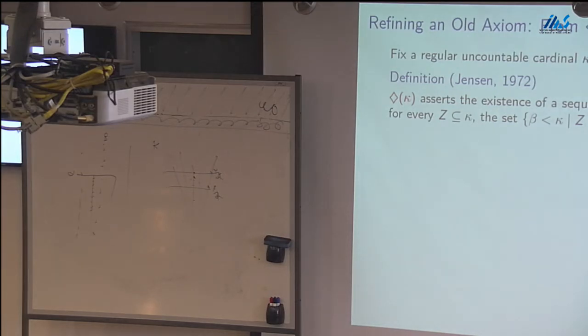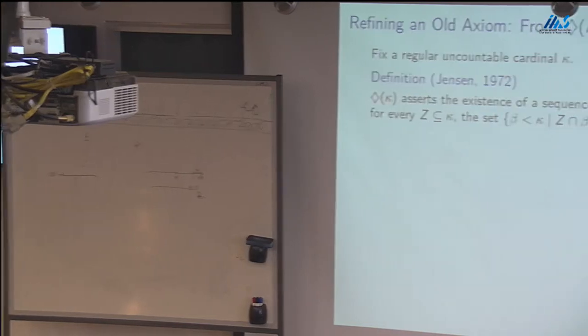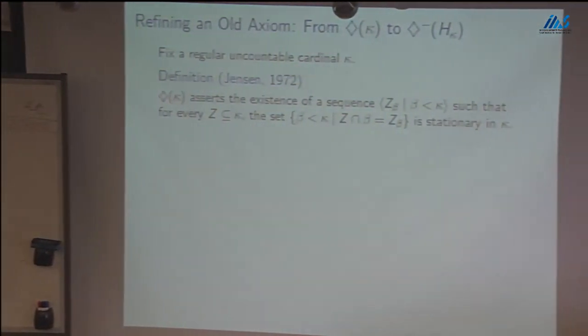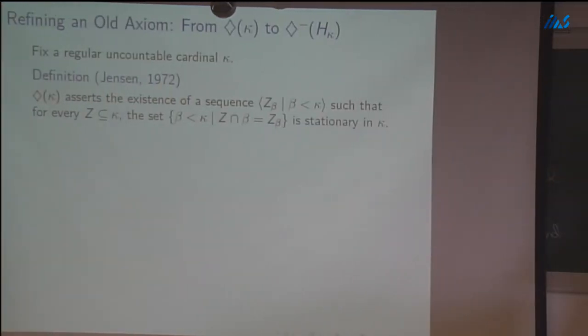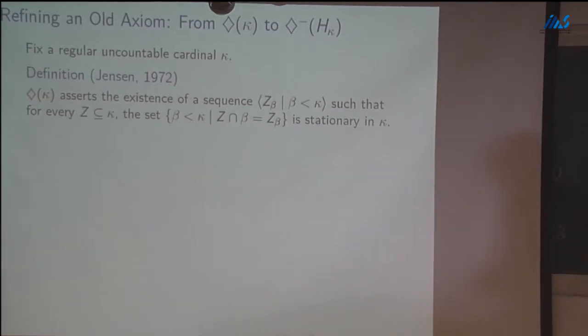All right, this is a reminder of Jensen's diamond principle. The existence of a sequence. The idea is guessing things. So we've got a collection of things of size, in this case, in Jensen's case, the idea was we were talking about guessing collections of ordinals up to kappa.